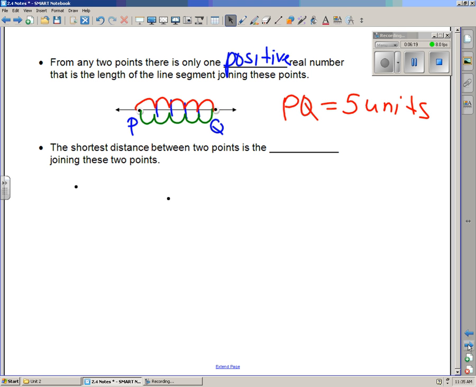The shortest distance between 2 points is the line segment that joins those 2 points. So if I want to get from point A to point B, the shortest distance would be along that straight line segment, actually, because it doesn't go on forever.